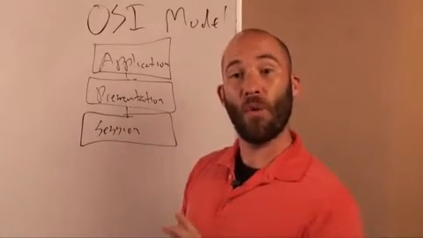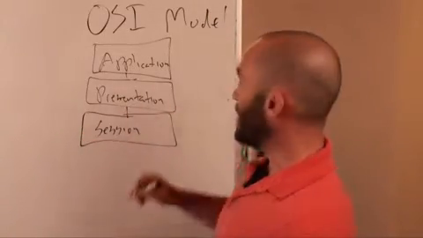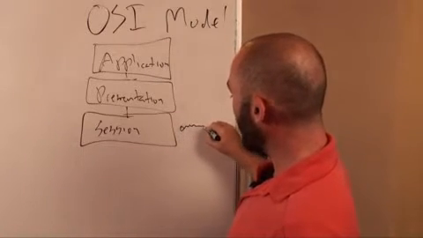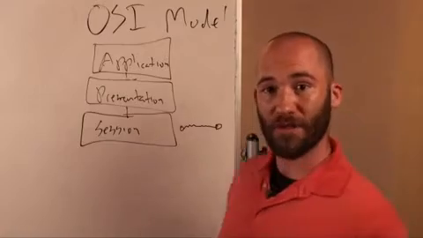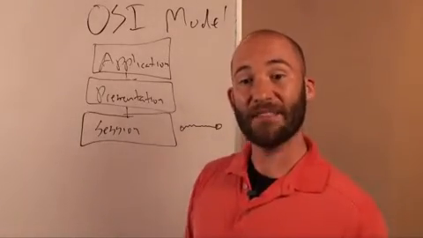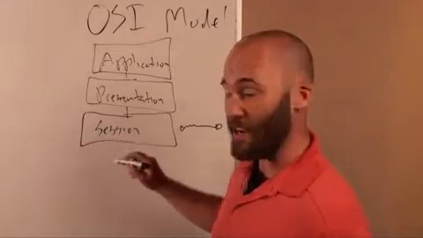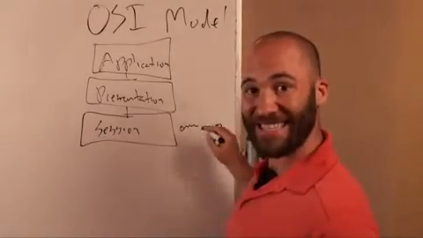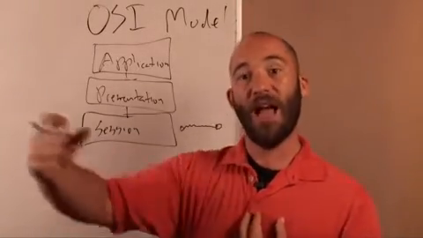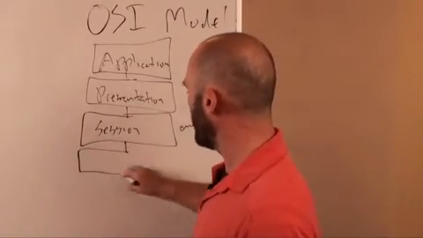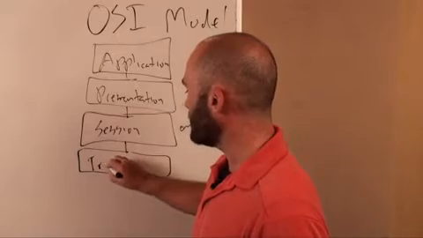So if you are going to a website, basically your computer at the session layer has to create a session with the web server that you're trying to access to get data from. So that's what the session layer does. The session layer actually creates the session between your computer and the computer you're trying to get information from. Underneath that is called the transport layer.